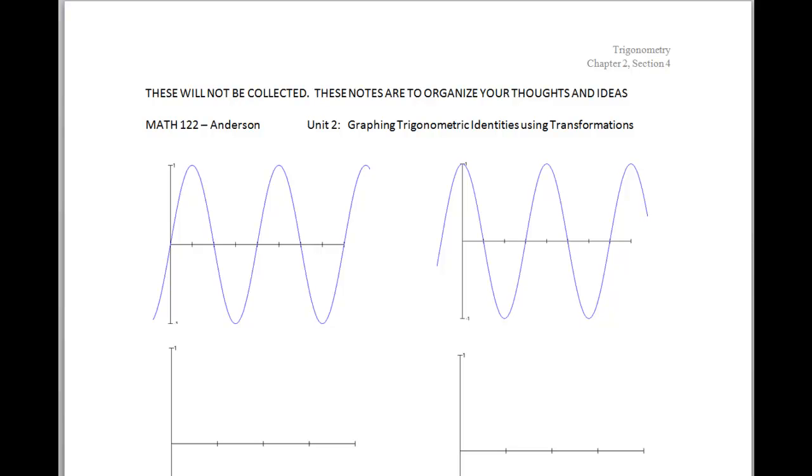We're going to be talking today about Chapter 2, Section 4 of Trigonometry, which is drawing and graphing trigonometric functions using transformations. Now, what I have here at the top of the page is just two cycles, or two periods, of a sine wave here.